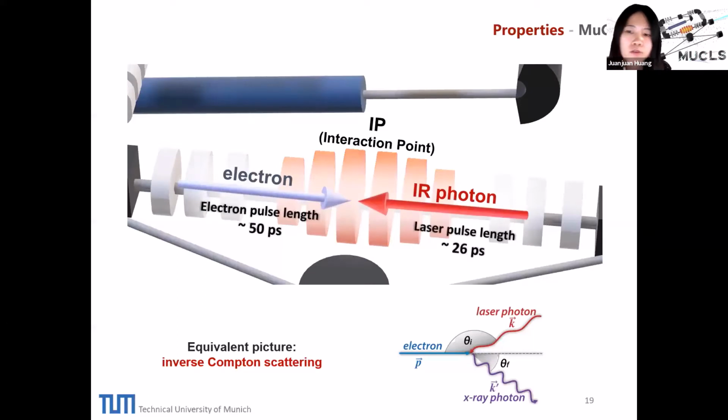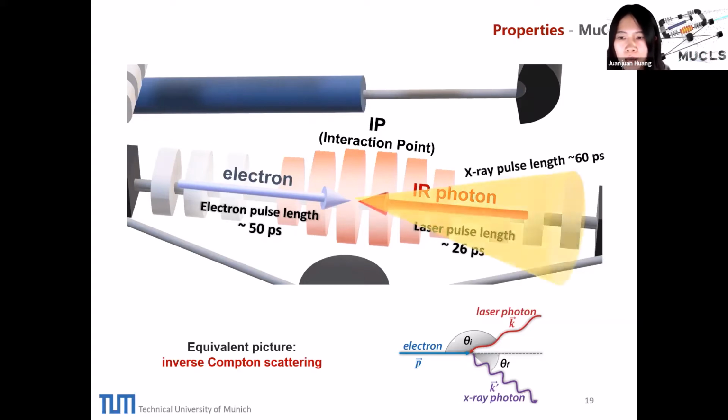Now I will move on to introducing the properties and performance of this beamline. The electrons and infrared photons are collided head-on. The electrons have a pulse length of roughly 50 picoseconds, the infrared photons 26 picoseconds, which gives rise to an X-ray pulse length of 60 picoseconds. Initially I introduced the principle using a laser picture, and this can also be understood as an equivalent picture of inverse Compton scattering, where energy is transferred from the electrons to the photons.